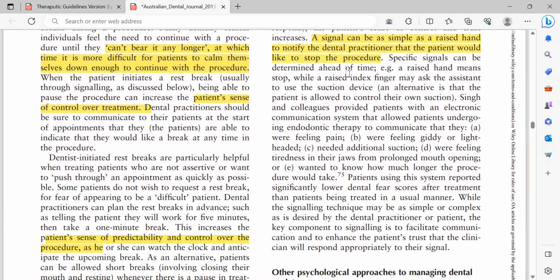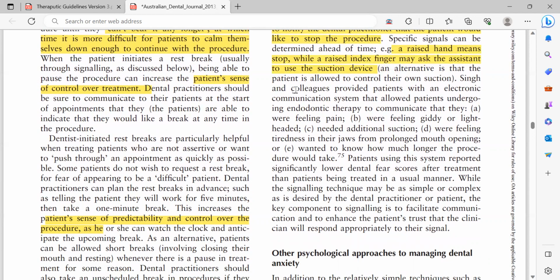Specific signals can be determined ahead of time. Before starting the procedure, you should tell your patient what signals they can give to you. First, a raised hand means stop, while a raised index finger may ask the assistant to use the suction device.